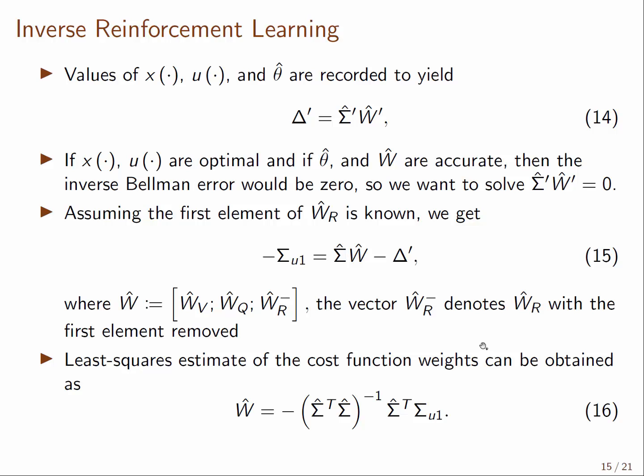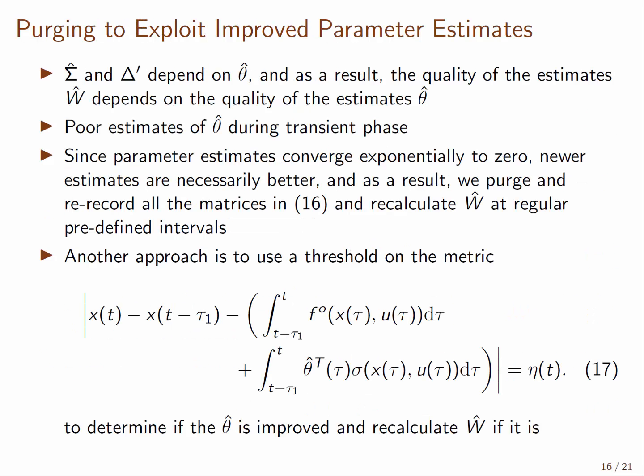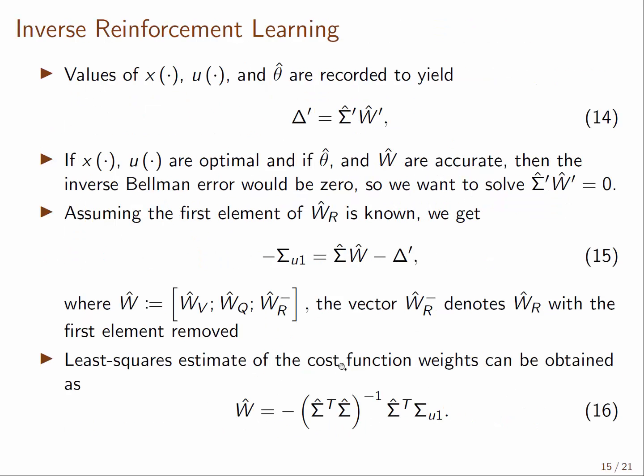So we're going to have to find some way to fix these estimates W hat once we get more accurate estimates theta hat. The simple way to do it is to use the fact that theta tilde is converging exponentially to 0, which means that newer estimates are better estimates. So periodically, with some preset period, we empty the matrix sigma hat, we re-record all of the data, we repopulate the matrix sigma hat, and then we recalculate W hat using this expression in 16.